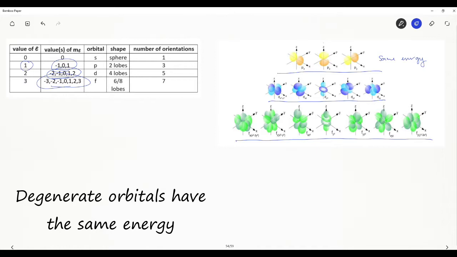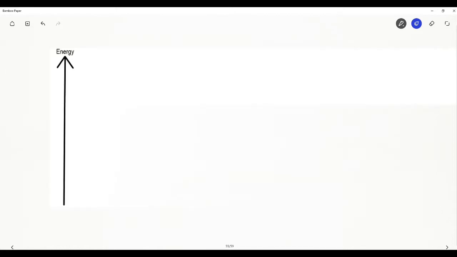Okay, let's start putting this together in an energy diagram. We're going to start our energy diagram with our smallest and our lowest energy orbital. This is n equals 1. Now at n equals 1, there's only one orbital. It is the 1s orbital. So you can see I have put my 1s orbital at the very bottom of my energy diagram.